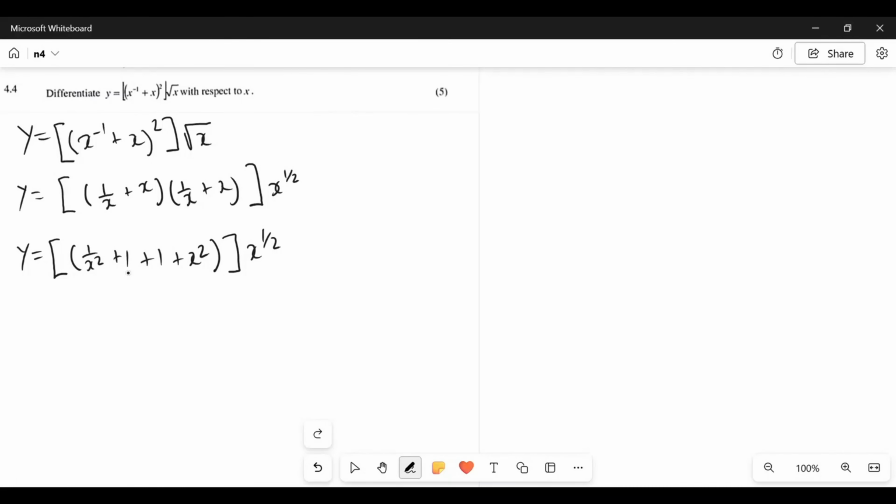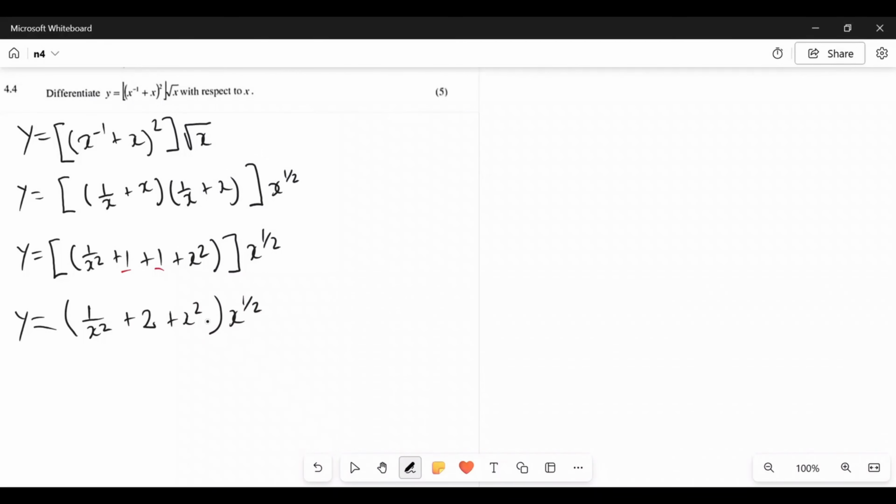Then from here, we have to simplify the ones inside the bracket. So let's continue. As you can see there, open bracket, we have like terms. We have 1 and 1. So 1 and 1, they're going to give you 2. So we can write this as 1 over x squared plus 1 is going to be 2 plus x squared. There we go. Multiplied by x to the power of half.